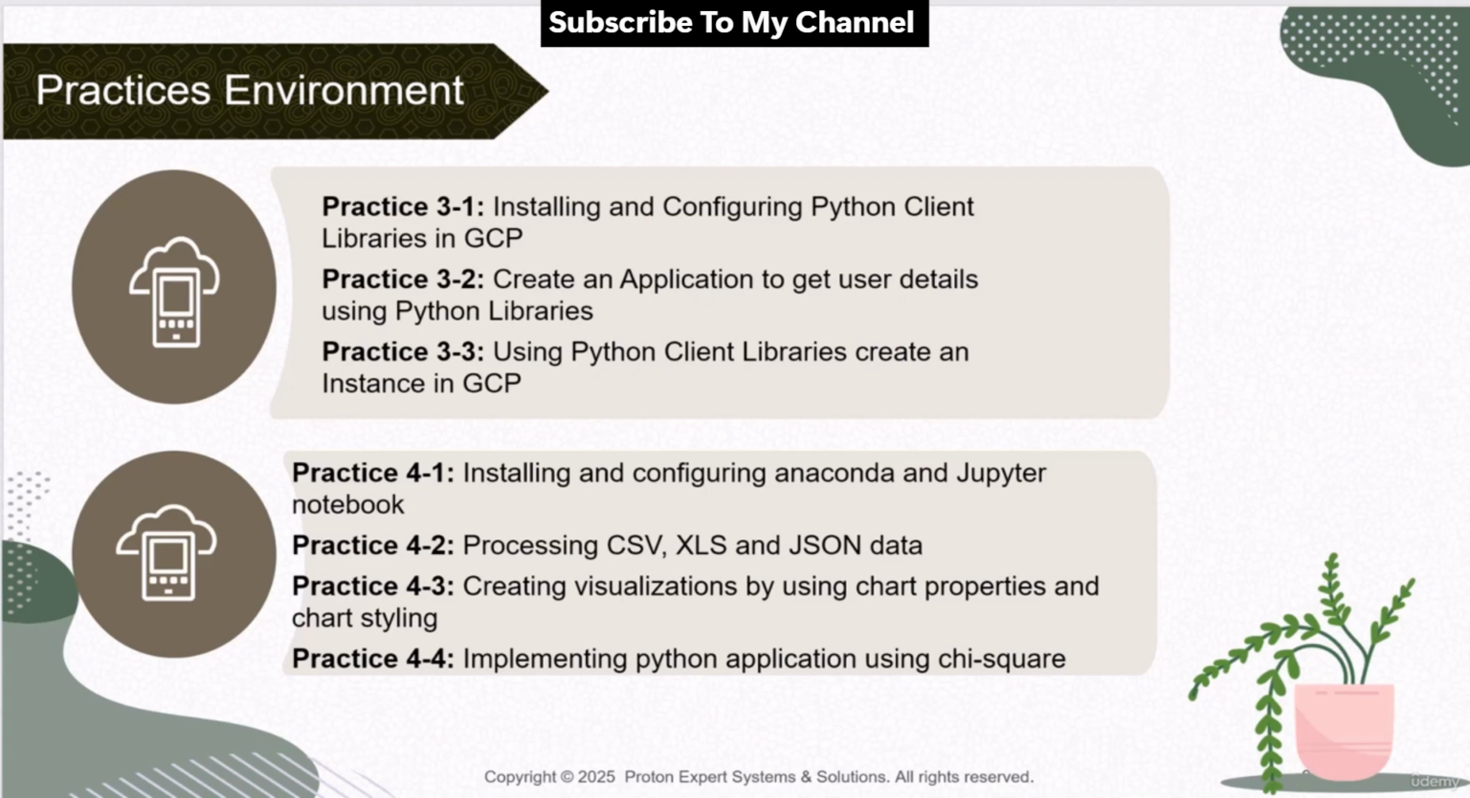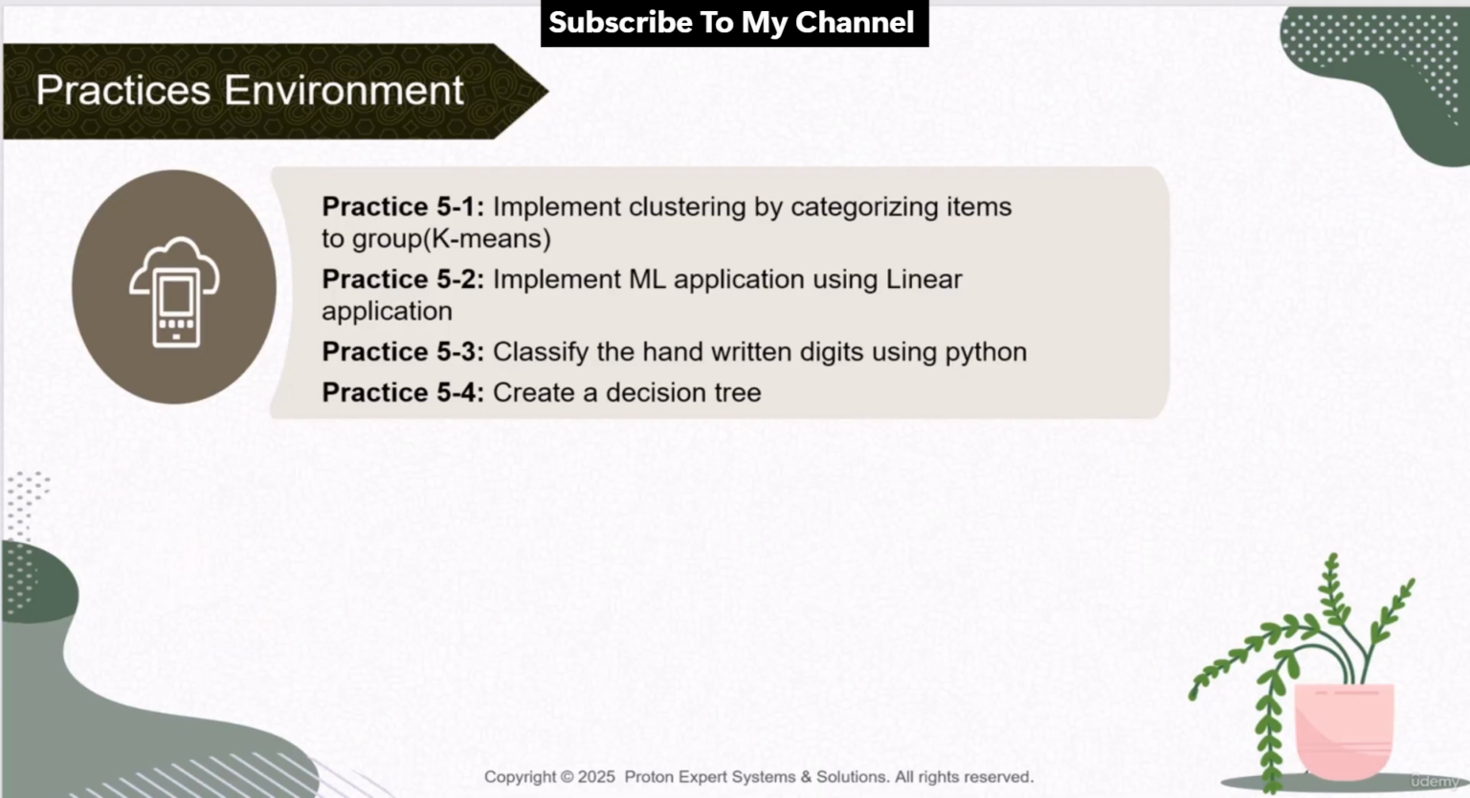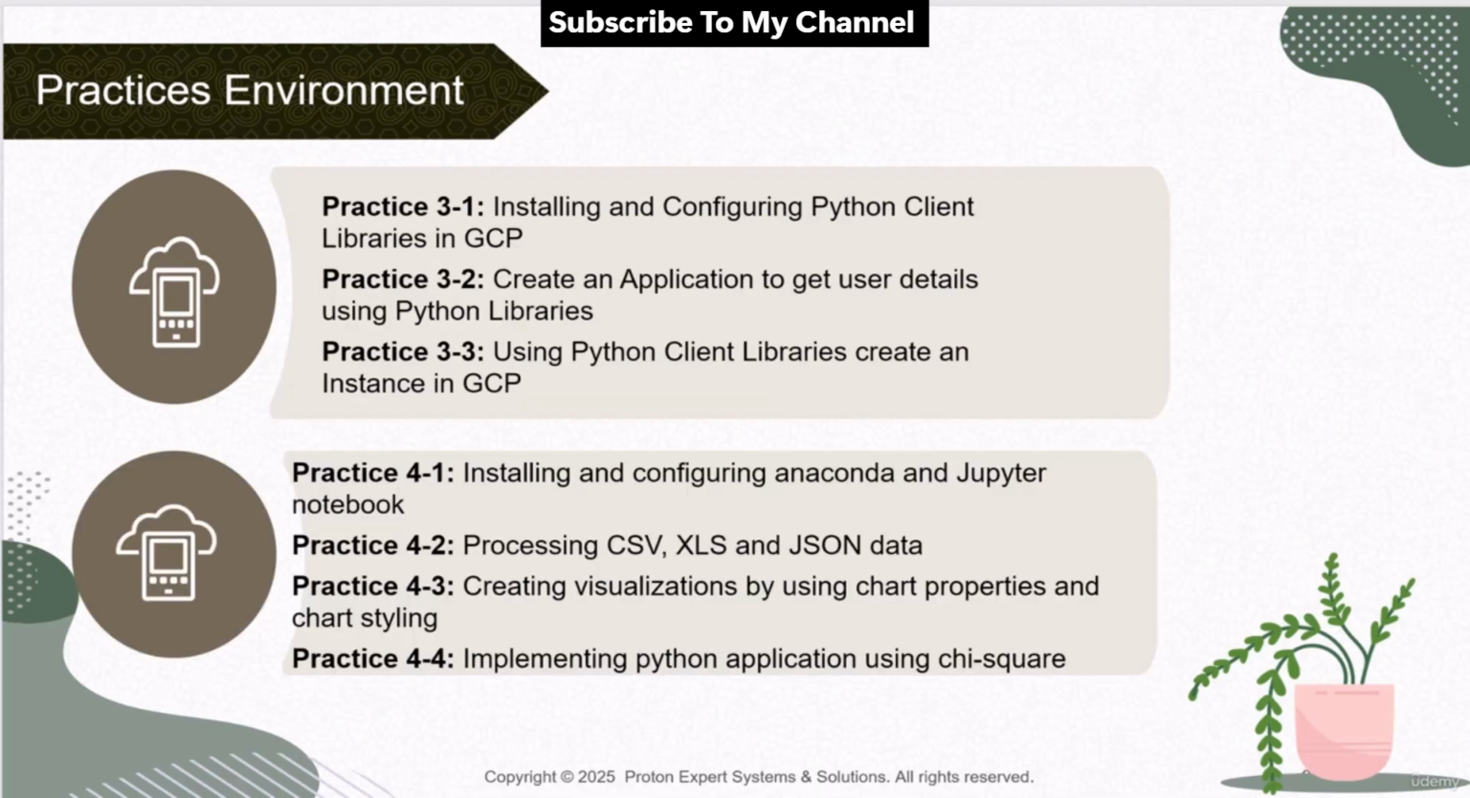Let's have a look on the practices for lesson 4. You will install and configure Anaconda and Jupyter Notebook. Then you will do the processing CSV, XLS and JSON data. Then create visualization by using chart properties and chart styling, and implementing Python application using chi-square.